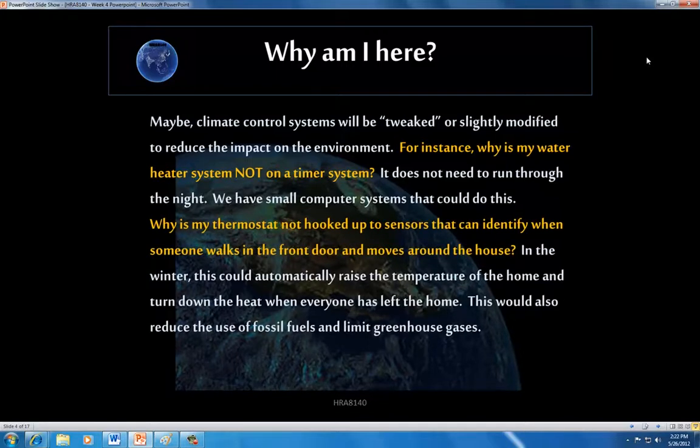Why is my thermostat not hooked up to sensors that can identify when someone walks in the front door and moves around the house? In the winter, this could automatically raise the temperature of the home, turn down the heat when everyone has left the home. This would also reduce the use of fossil fuels and limit greenhouse gases.